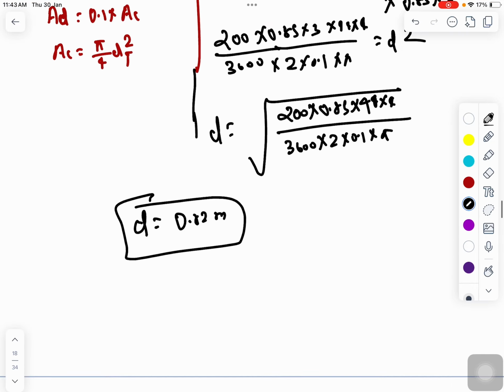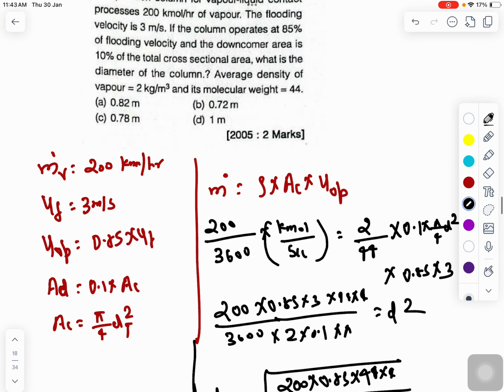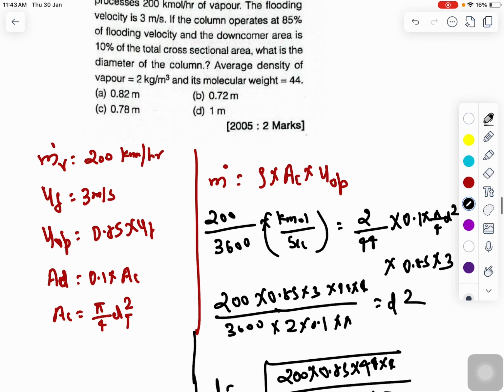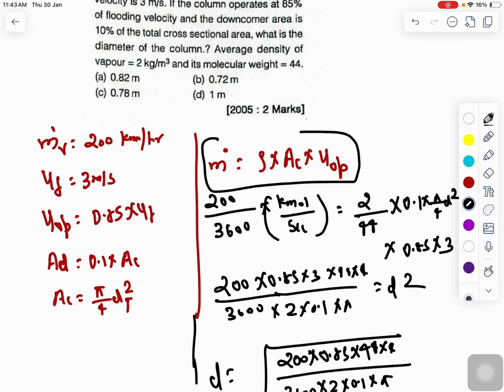Okay, so this was just a question that has been asked from the distillation column to calculate the diameter. So this is the problem of designing a distillation column, and while you change the cross sectional area, operating velocity, flooding velocity, all of these things, you can change the diameter of the column also. That is a very important thing.